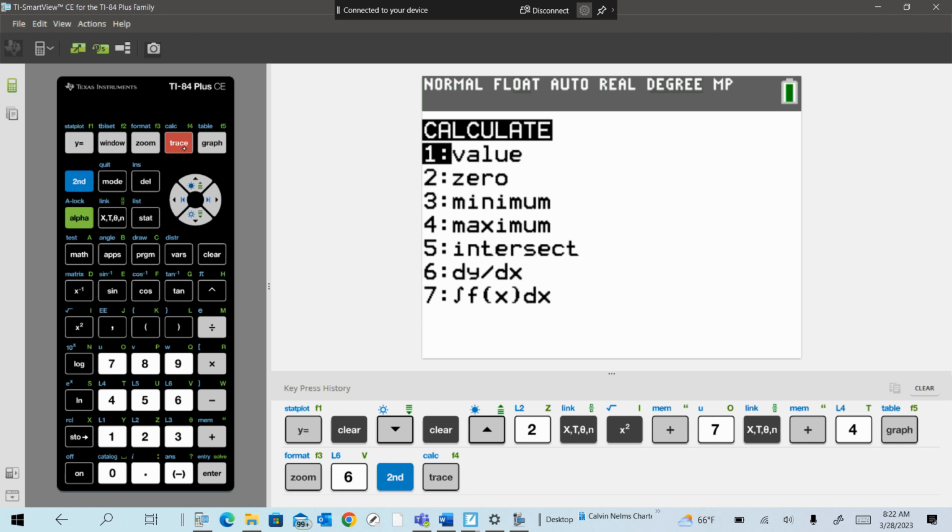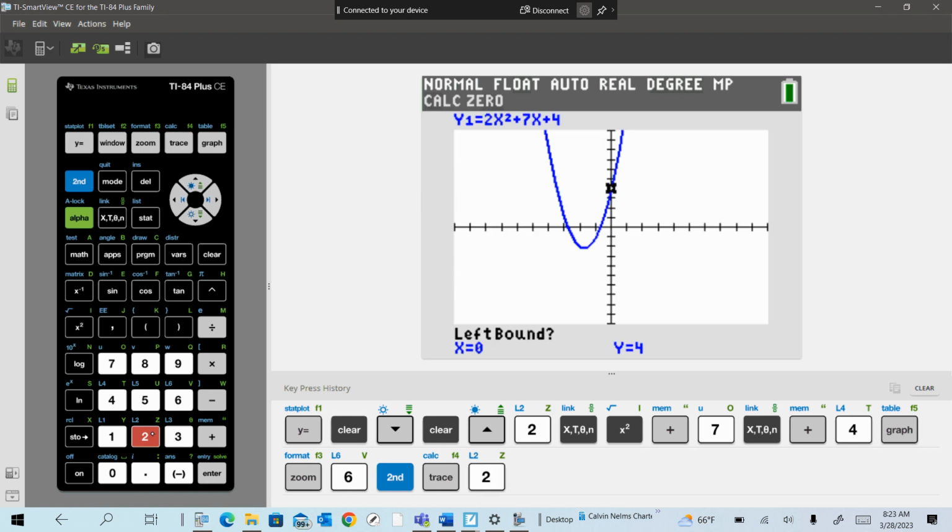So you have to hit second and trace. Remember, we are trying to find the intersection, or we're trying to find the solution. So we're trying to find a zero. Remember, another word for solution is zero. So if I hit 2, you're going to get a blinking cursor. But you have to read what the calculator says. The calculator on mine at the bottom says left bound. So it's saying to put your blinking cursor on the left side of the curve.